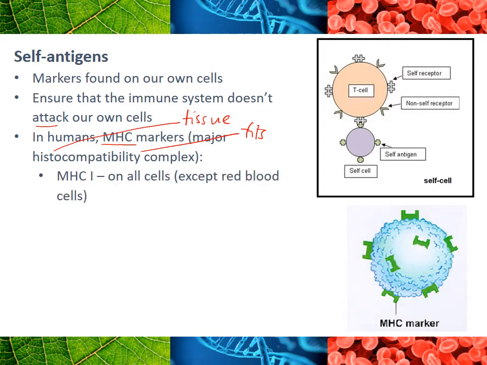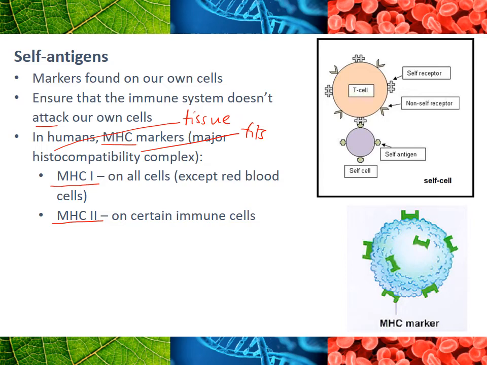There are two types of MHC markers. MHC1 markers are found on all of the cells in our body except red blood cells. Red blood cells don't have MHC markers. Then we have MHC2 markers, which are found on certain cells in our immune system. And we'll come back to that. They're really important in terms of our immune response. We'll come back to that.